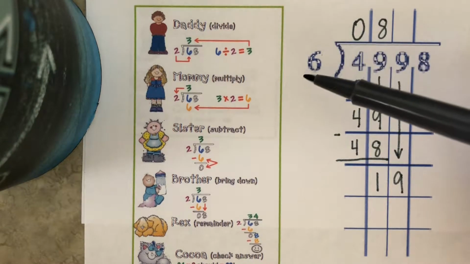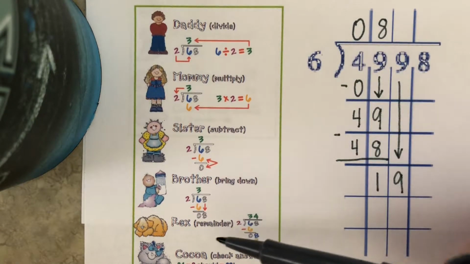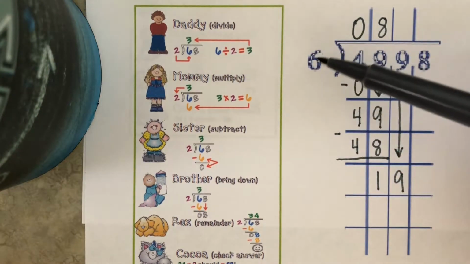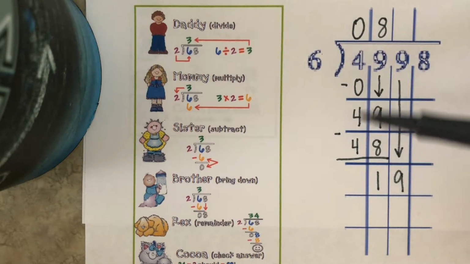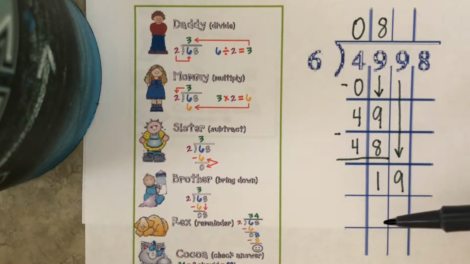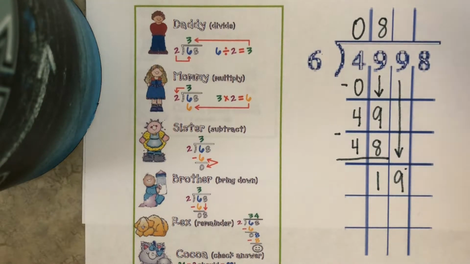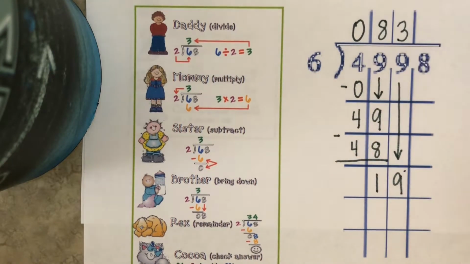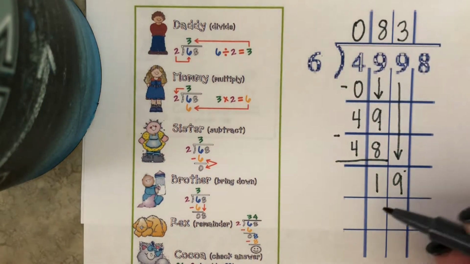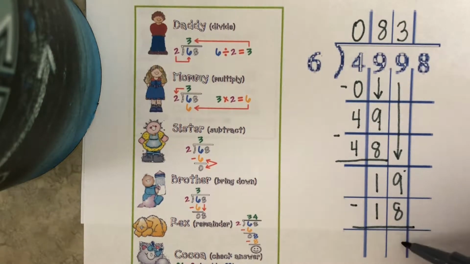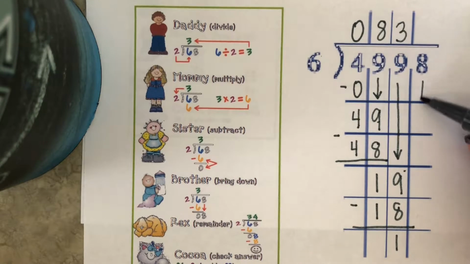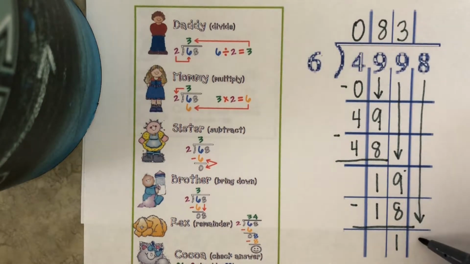Okay, now I'm going to start this process again, Rex, remainder, or repeat, go all the way back up to daddy. 6 goes into 19, so 19 divided by 6. 6 times 2 is 12. 6 times 4 is 24, that's too much. 6 times 3 is 18. So 6 times 3, mommy multiply, 18. Subtract, 1, bring down my 8.